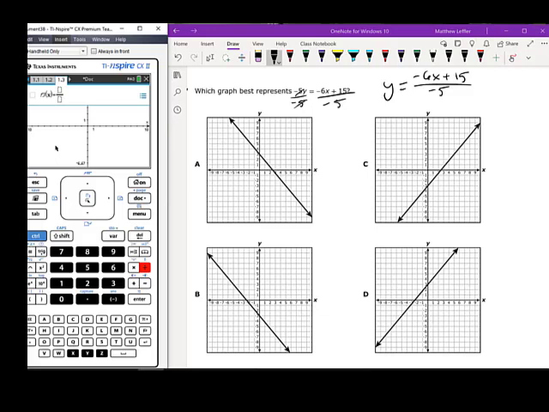Control divide for a fraction bar. In the numerator, -6x plus 15. In the denominator, -5. And there is my line. Hopefully you can see it, but match the graph A, B, C, or D.